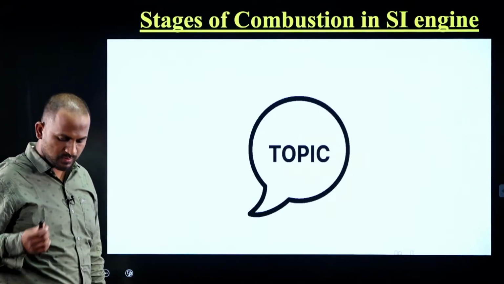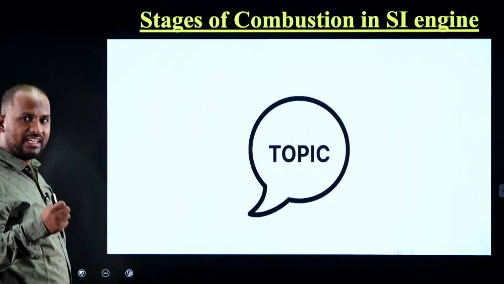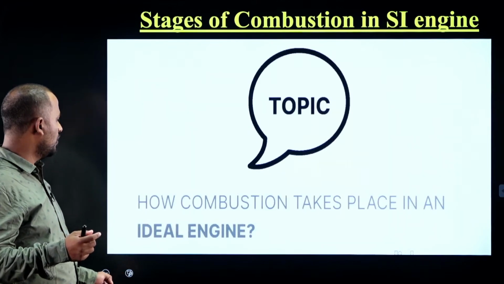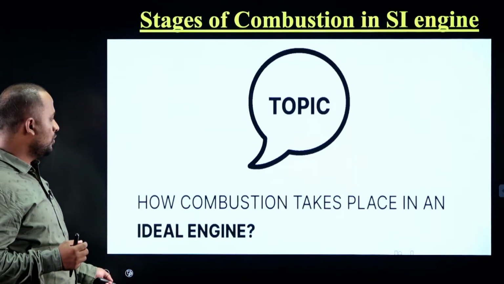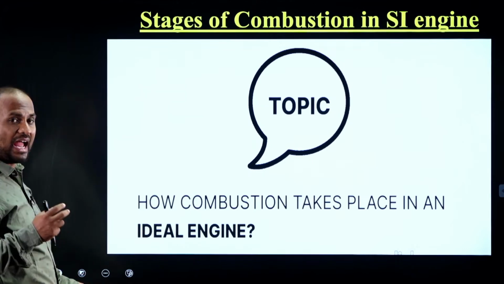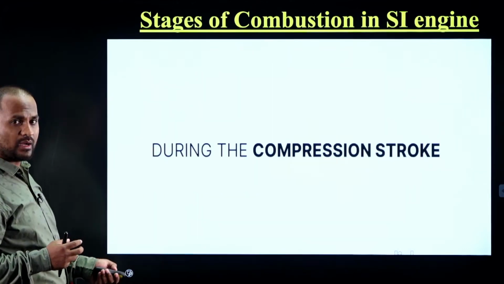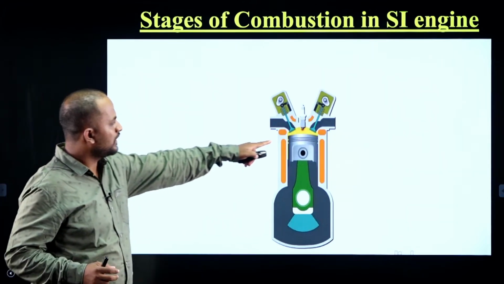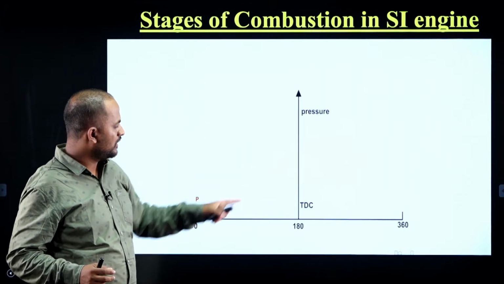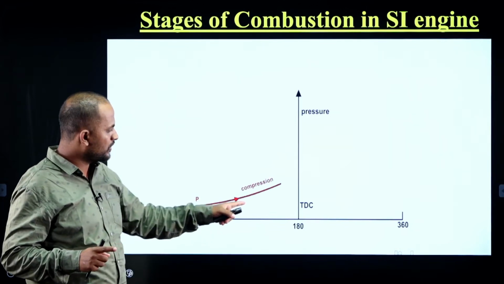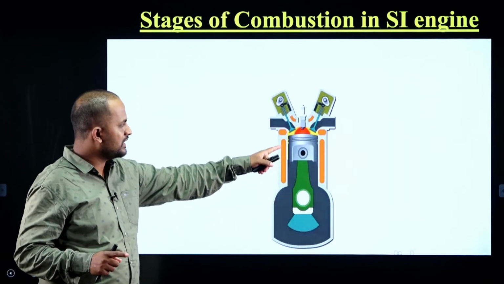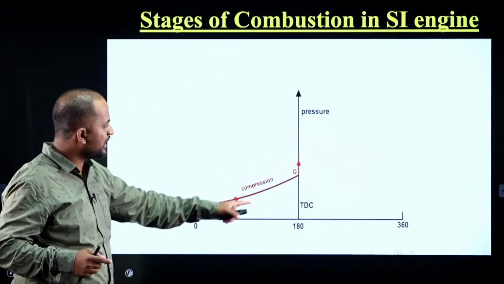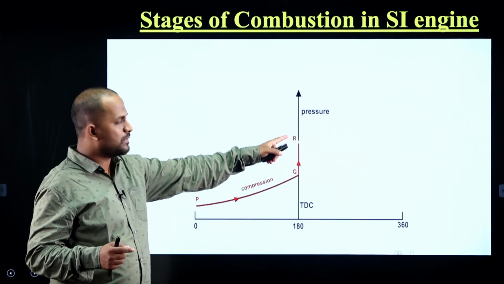Now let us see a small video where we can clearly see the stages of combustion in an SI engine. Okay, now how does combustion take place in an ideal engine? During the compression stroke, at the end of compression, the spark is initiated. Because of that compression process, the pressure will be increasing. After that, the combustion is done. Because of that combustion process, the pressure will be increasing to a maximum value.